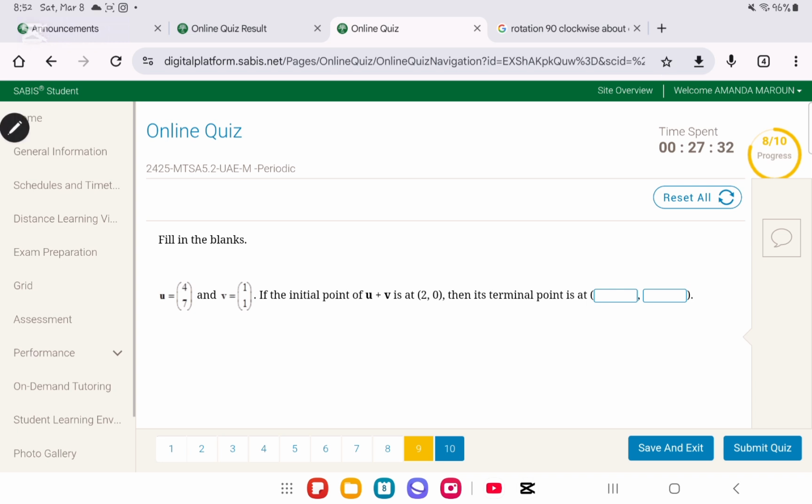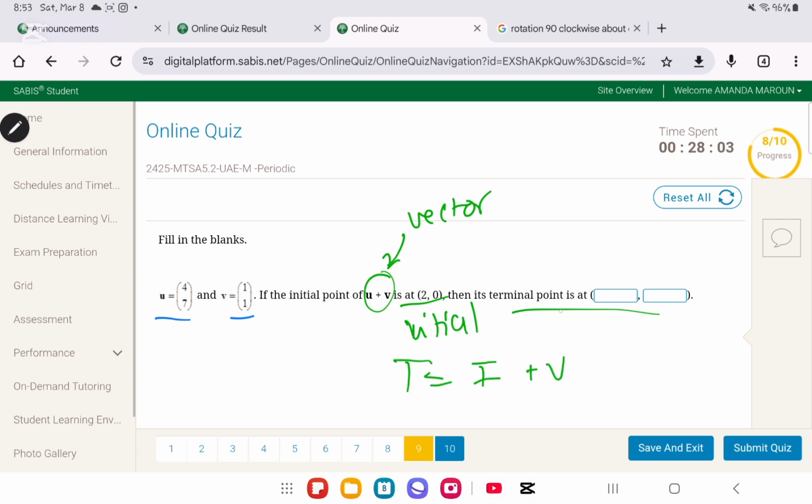They said u is (4, 7) and v is (1, 1). The initial point of vector u plus v, this is our vector, is at (2, 0). And then we need to find its terminal point. Very simply, this is our initial point. We need to find the terminal point. The equation is terminal is equal to initial plus vector. The initial point is (2, 0). Now, our vector, this is a new case. Our vector is u plus v. So you're just going to add them.